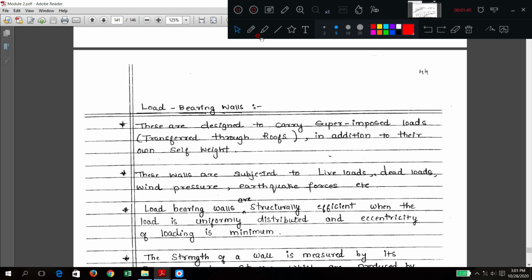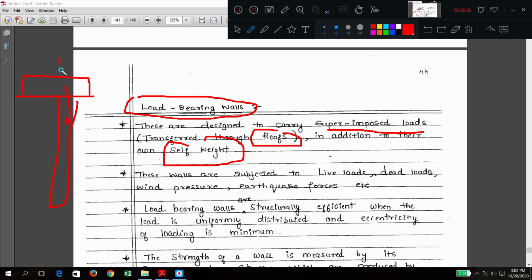Load bearing walls, first category, carry the superimposed load transferred through the roofs. At the top level the roof will come, and they will transfer the load. Apart from that, their own self weight also has to be transferred to the ground level. These walls are subjected to live load, dead load, wind load and earthquake load. All of them are applicable here.